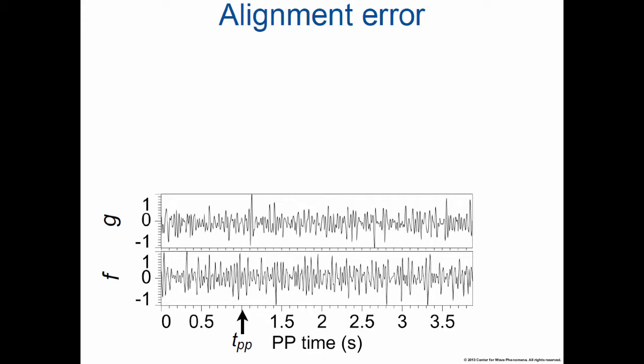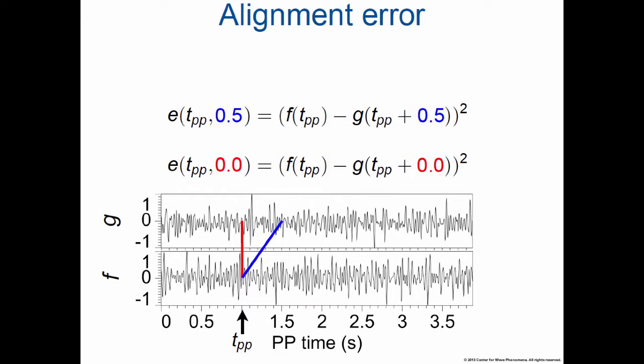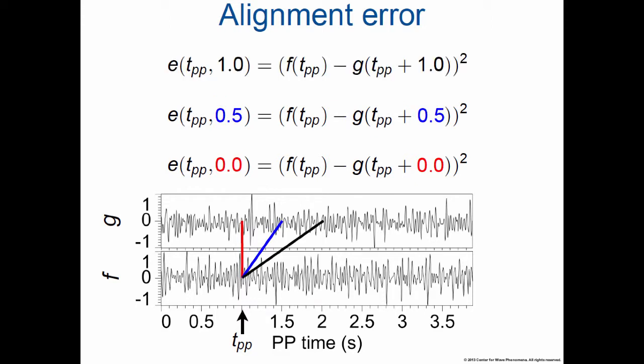So the bottom trace is still the synthetic PP trace, F, and on top of that I plotted the synthetic PS trace, G. To compute alignment errors for a time TPP, we take the squared difference of an amplitude in F at time TPP and amplitudes in G over a range of time shifts. So for example, to compute the alignment error for a time shift of 0, we would do something like this, for half a second, for 1 second. I'm only showing you 3 time shifts here to illustrate the point, but of course we would do this for all time shifts in between.